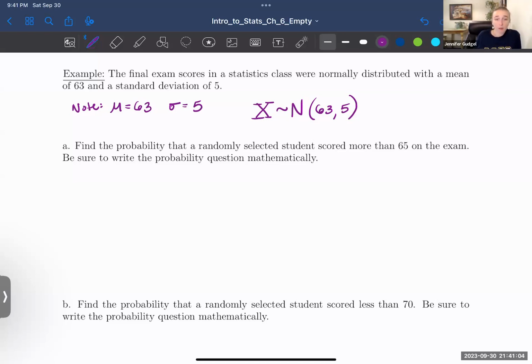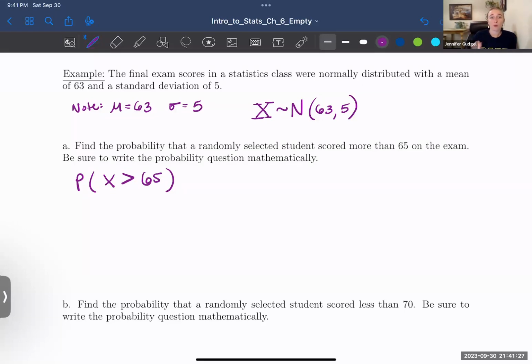So be sure to write the probability question mathematically. I've been trying to emphasize that as well. Okay, make sure we are writing that. P of what? Randomly selected student scores more than 65. So our random variable, or our selected student, scores more than 65, strictly greater than 65.